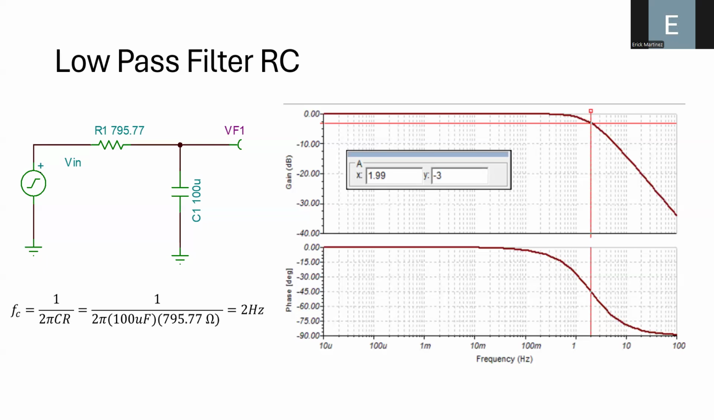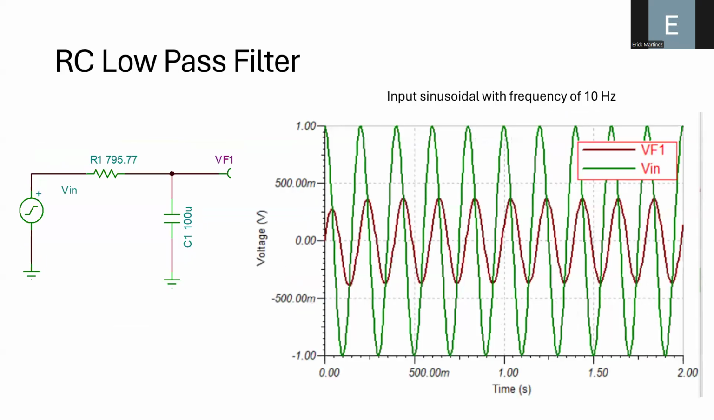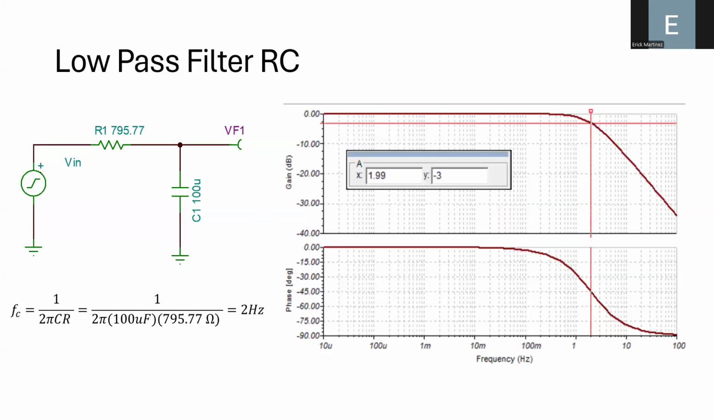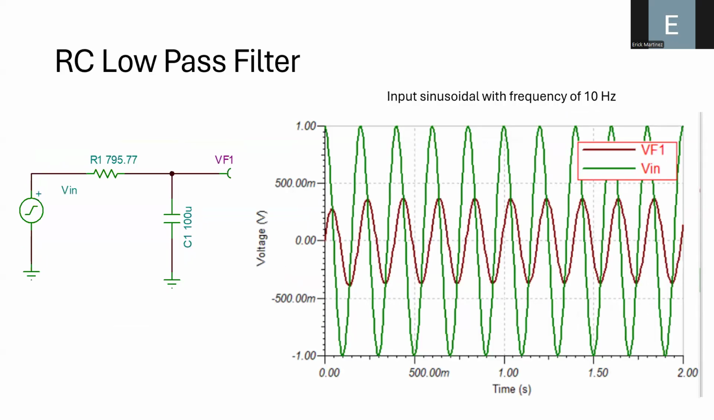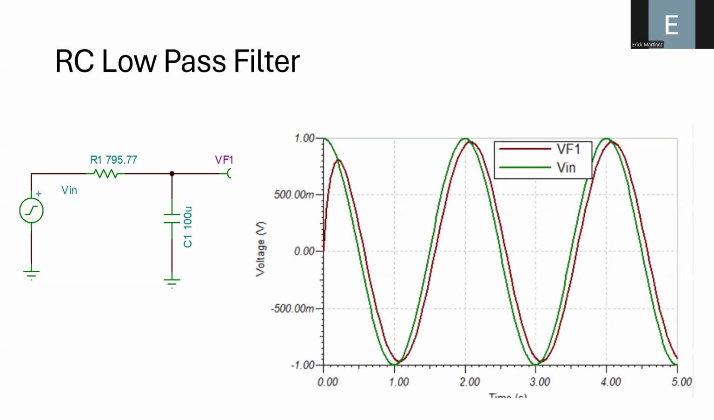Also notice that we have this phase shift. As an example, I introduced to this circuit a cosine function with an amplitude of 1, but I simulate that the input sinusoid has a frequency of 10 hertz. Since the signal has a frequency of 10 hertz, we expect that the signal is attenuated to some degree. You can see here that the output voltage, this VF1, has been reduced compared to the input voltage. So the filter is having the expected behavior.